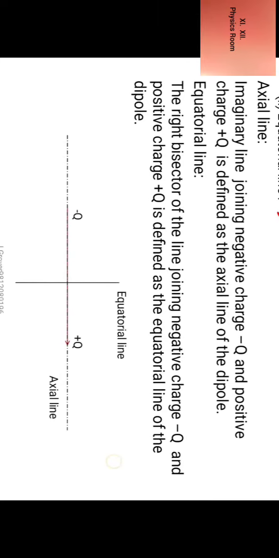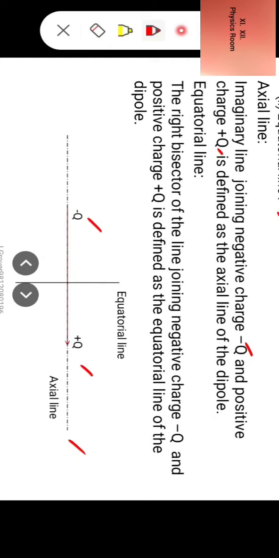Now first we take up the axial line of the dipole. How do we define it? It is the imaginary line joining negative charge minus q and positive charge plus q, and is defined as the axial line of the dipole. I repeat, the imaginary line joining negative charge minus q and positive charge plus q is defined as the axial line of the dipole. Now look at the diagram. The dotted line is the axial line of the electric dipole.